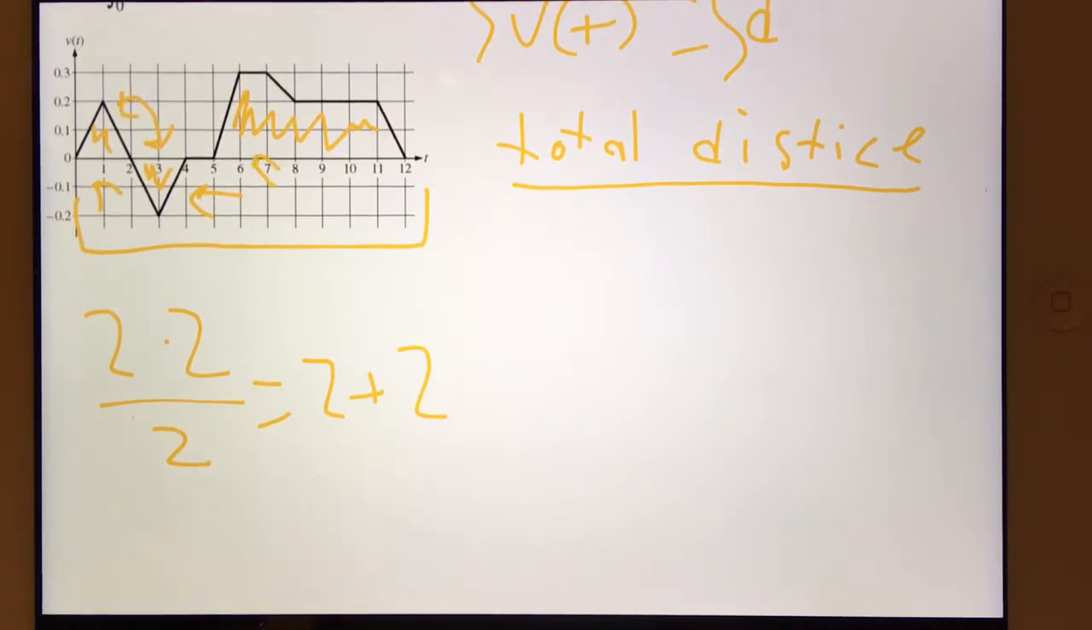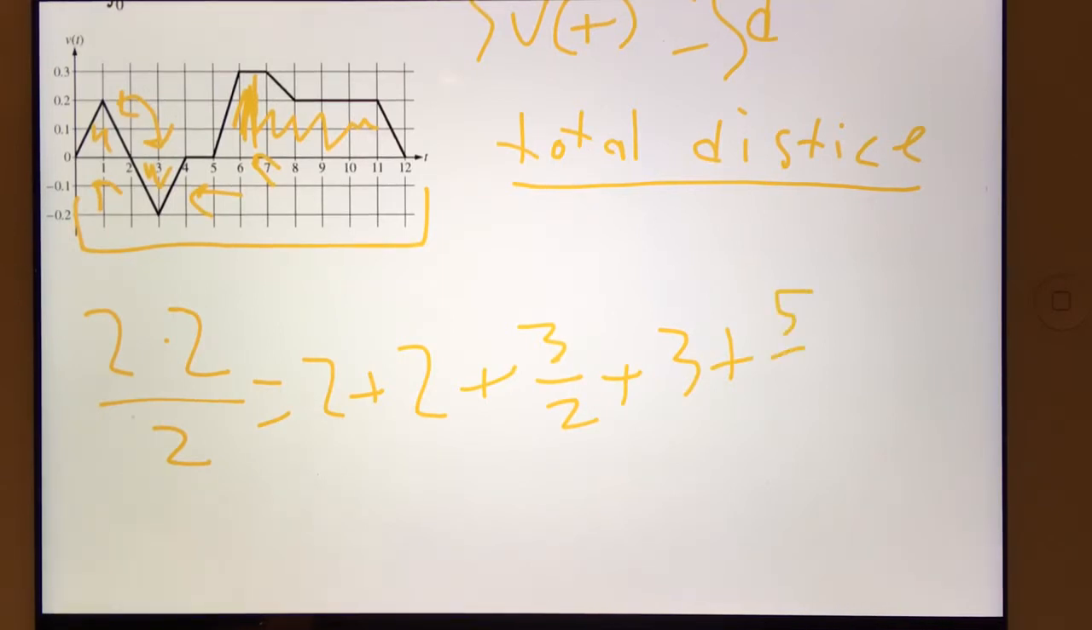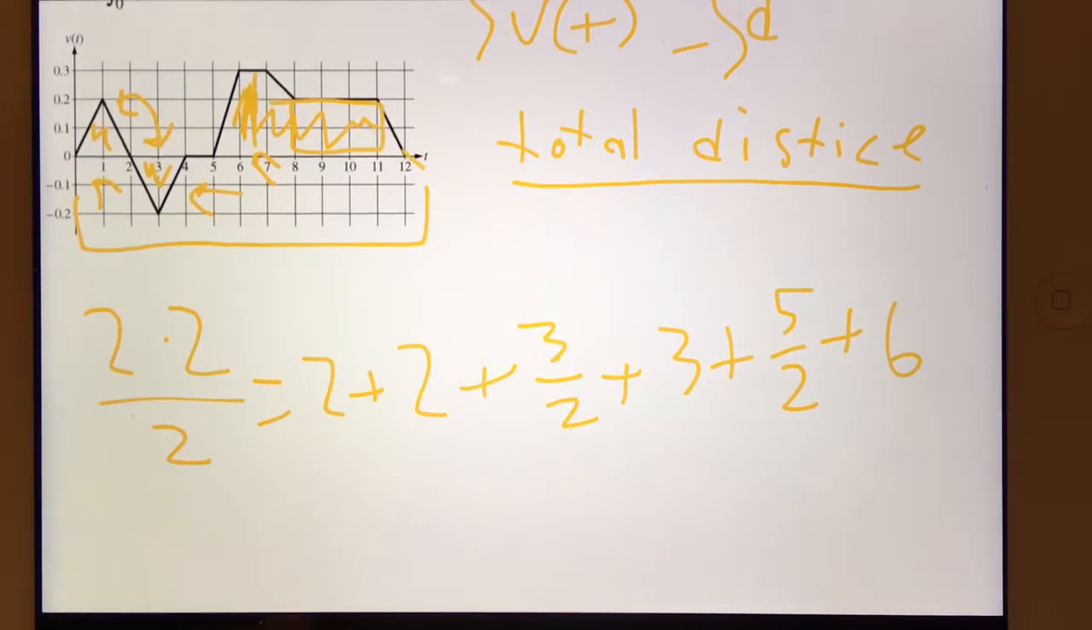Figure out this triangle, which is 3 over 2. It's 3 high, 1 across. This section right here is 3 high, and just continue doing that. Plus 5 over 2 plus 6. This whole block is 6. And then this last triangle here is 1. And if you add that all up, it's 18.